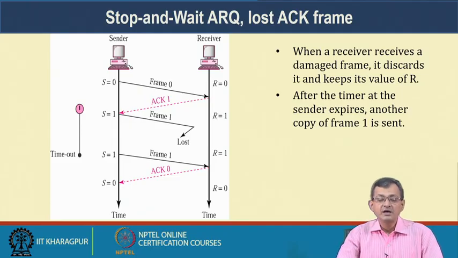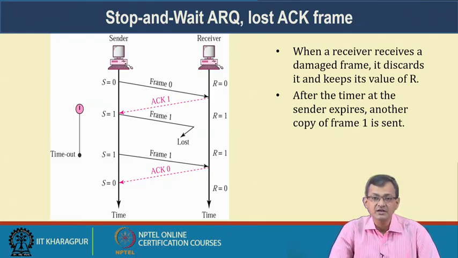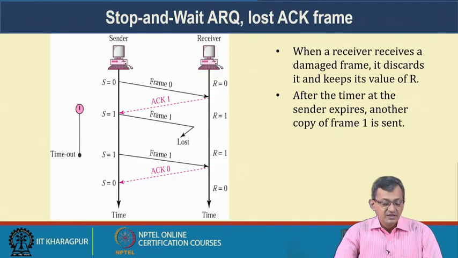Stop and wait ARQ, lost acknowledgement frame. When a receiver receives a damaged frame, it discards it and keeps the value of R. In this case, it checks that it got a damaged frame, discards it and keeps R equal to 1. After the timer at the sender expires, another copy of frame 1 is sent. Once the sender does not receive the acknowledgement within the time limit, it will send that frame again. Frame 1 is retransmitted from sender to receiver, right.